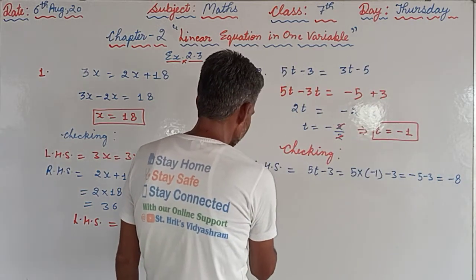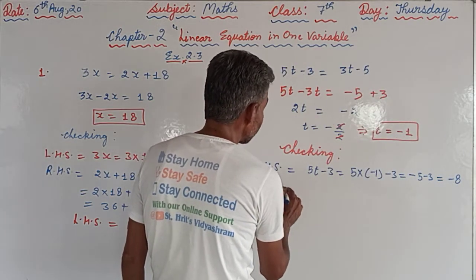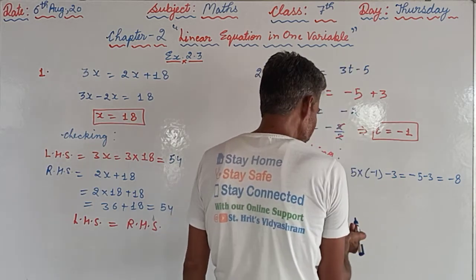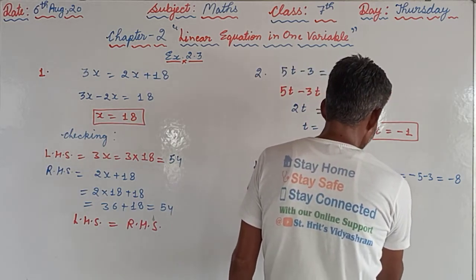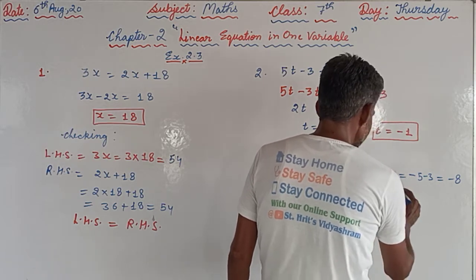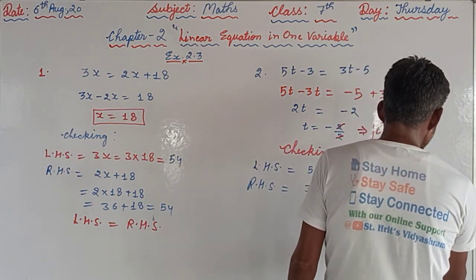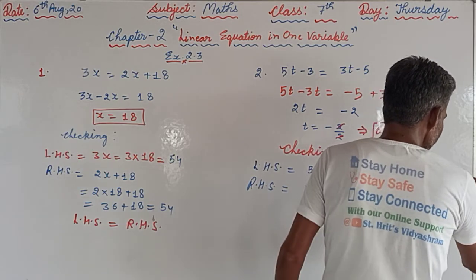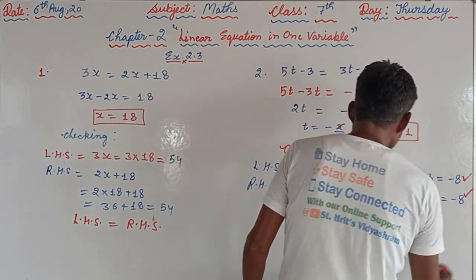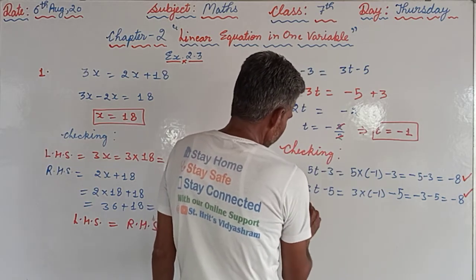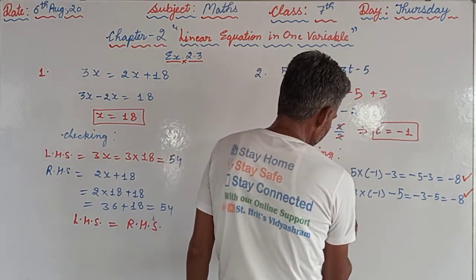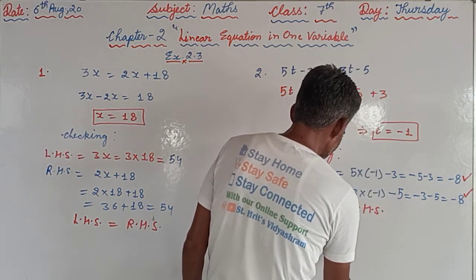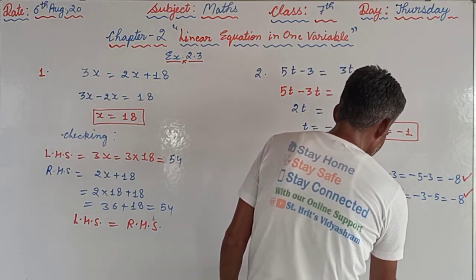Now we will calculate the right hand side. What is the right hand side? 3t minus 5. 3t means 3 into minus 1 minus 5. 3 into minus 1 is minus 3, minus 3 minus 5 is minus 8. So from here we can see that the left hand side is equal to the right hand side. We will write this, left hand side equals right hand side, hence checked.